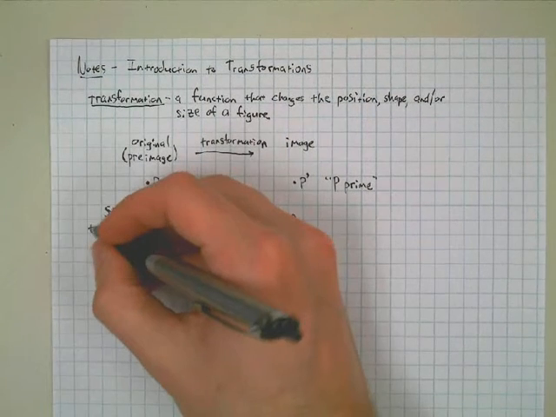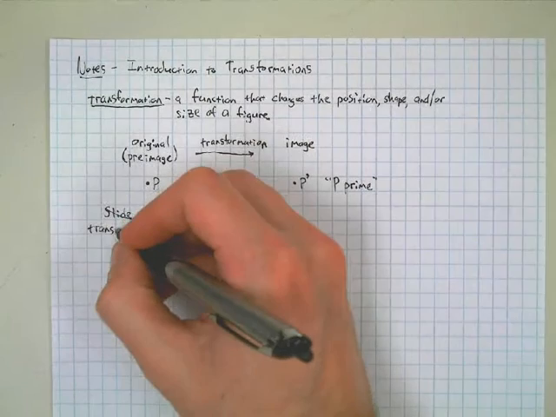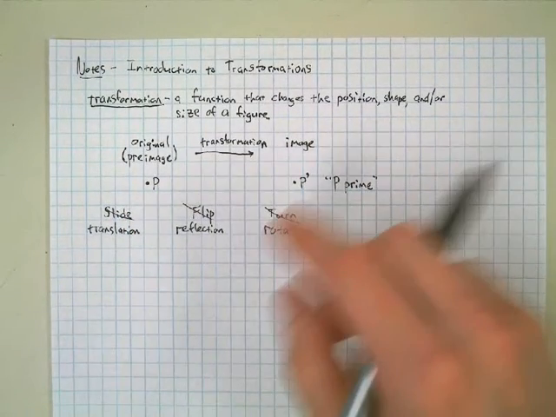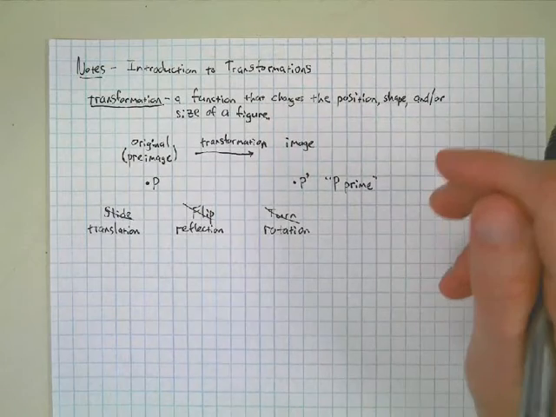It's called a translation. With the other two, it's like, yeah, I can see that. Reflection, yeah, that's basically what a flip is. Rotation, yeah, it turns. But translation, how does that relate to a slide?